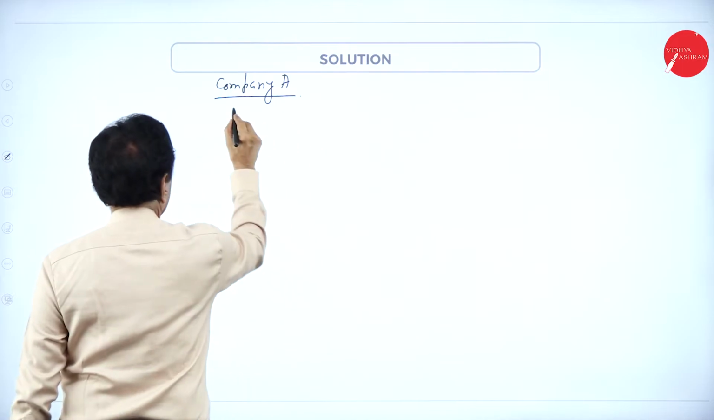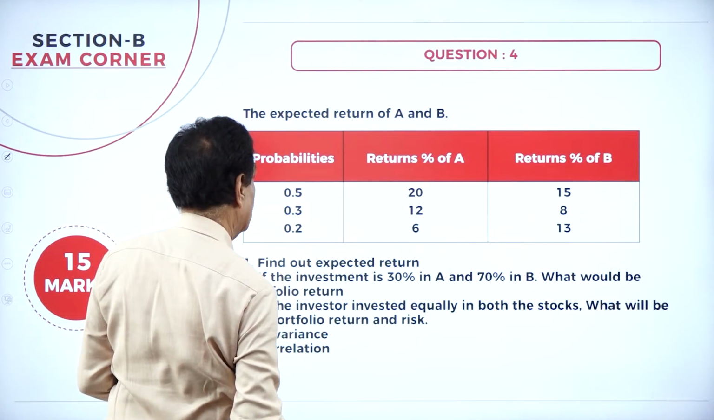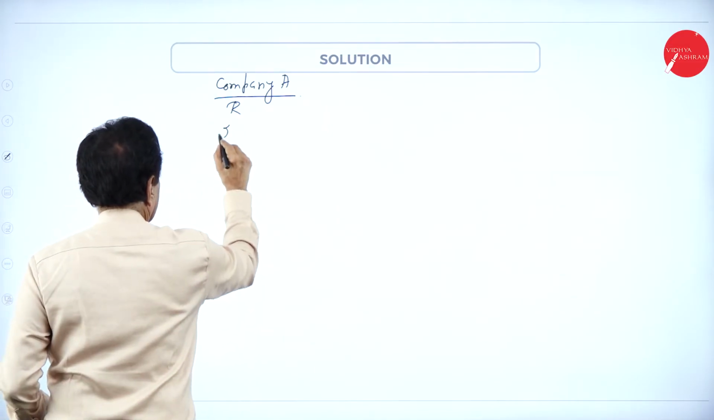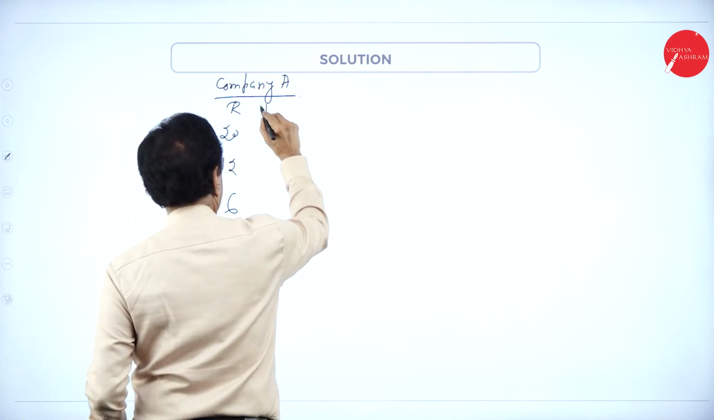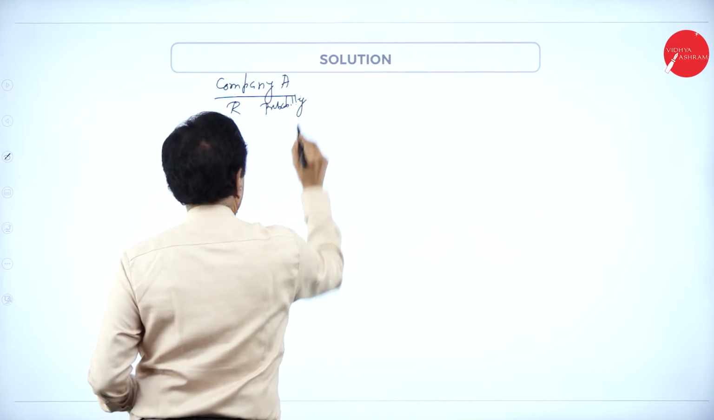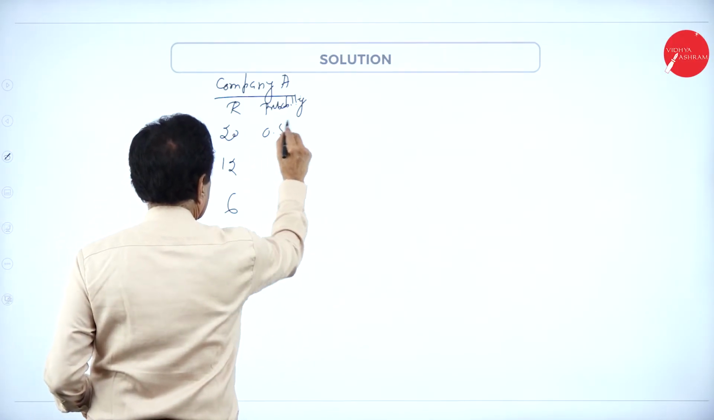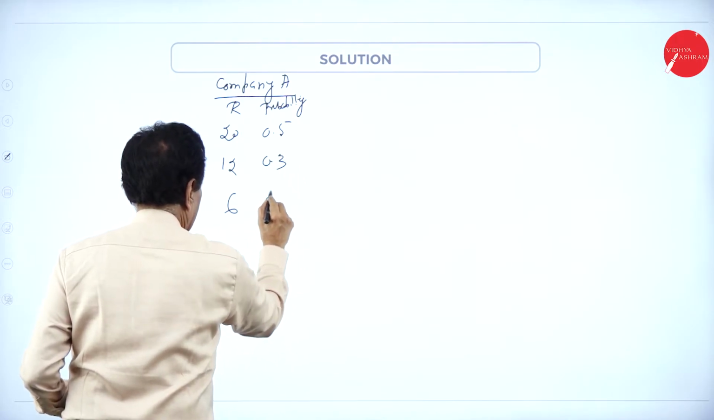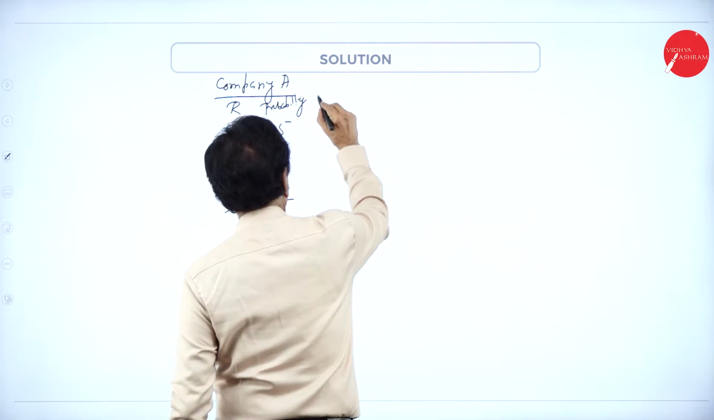Now the returns for company A are 20, 12, 6, with probabilities 0.5, 0.3, 0.2. Then multiply P into R.